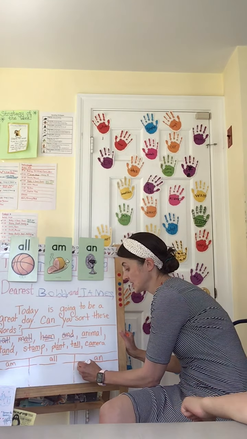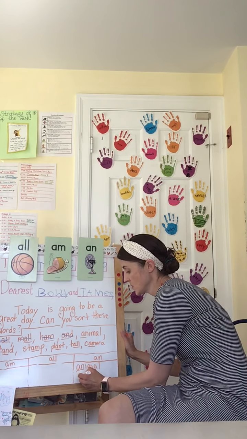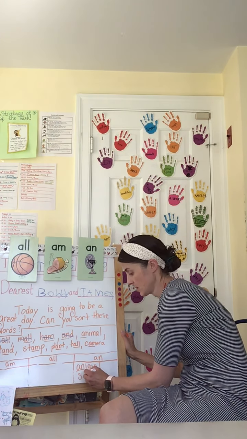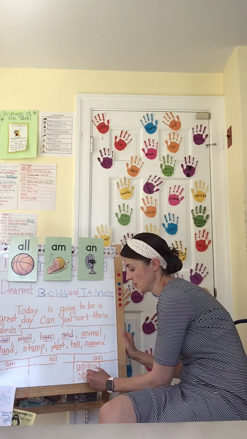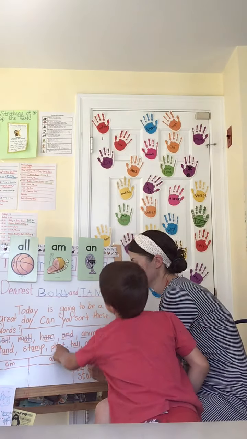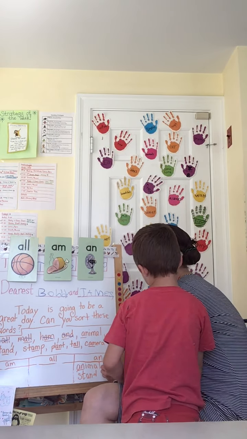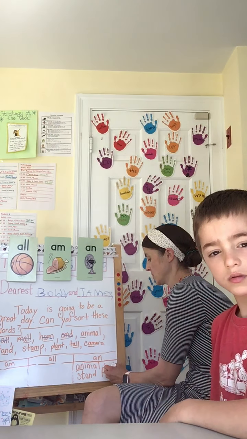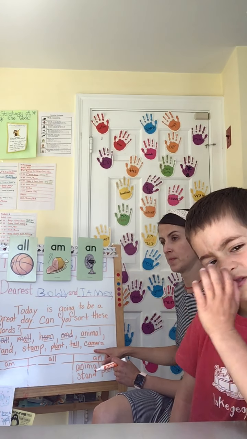Stand. Awesome. Where would stand go? In the an column. Perfect. Plant. Where would plant go? Awesome. What else do you see? You could do the other ones, cramp, can't. Are you doing this one?